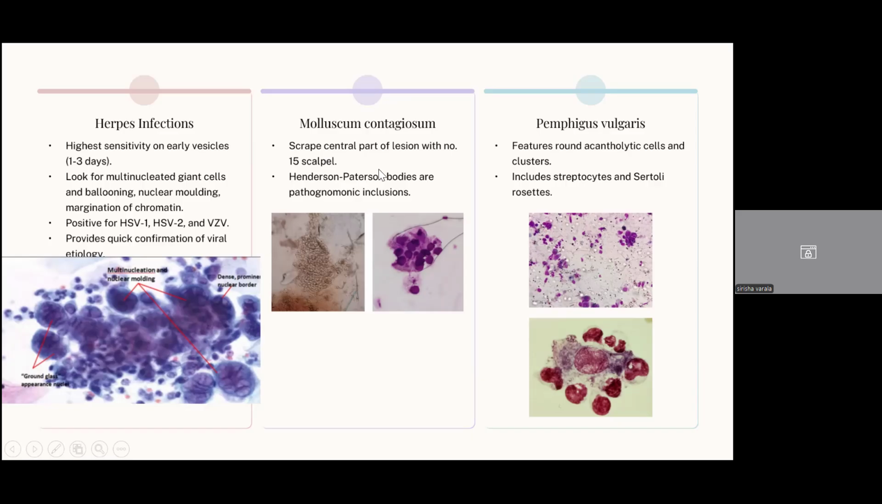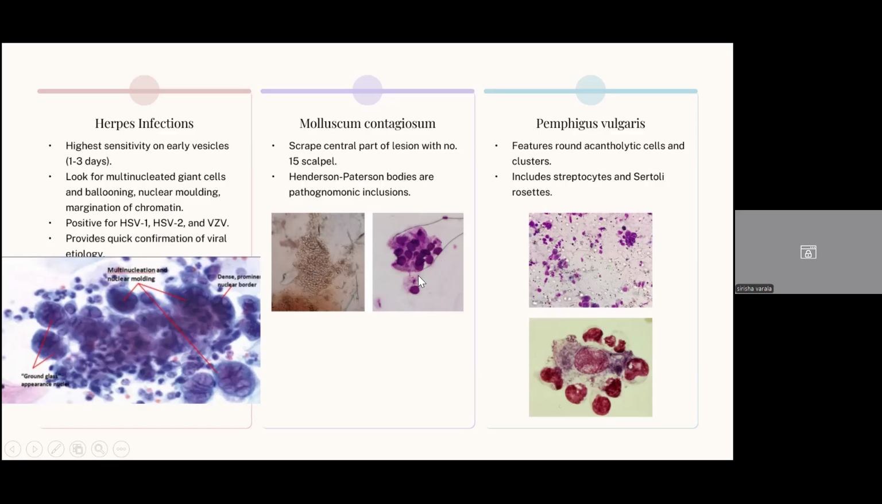So how do you scrape? Now you have to scrape the central part of the lesion, not the entire lesion, from the umbilicated central part with a number 15 scalpel, and you spread it out evenly, crush it with a cover slip, and you add Giemsa stain. So what you see, as opposed to herpes, is uniformly stained cells, which are called Henderson-Patterson bodies. You can also do a KOH. These are all the viral affected uniform cells, monomorphic cells, as we call them. So these are the HP bodies, which are pathognomonic.